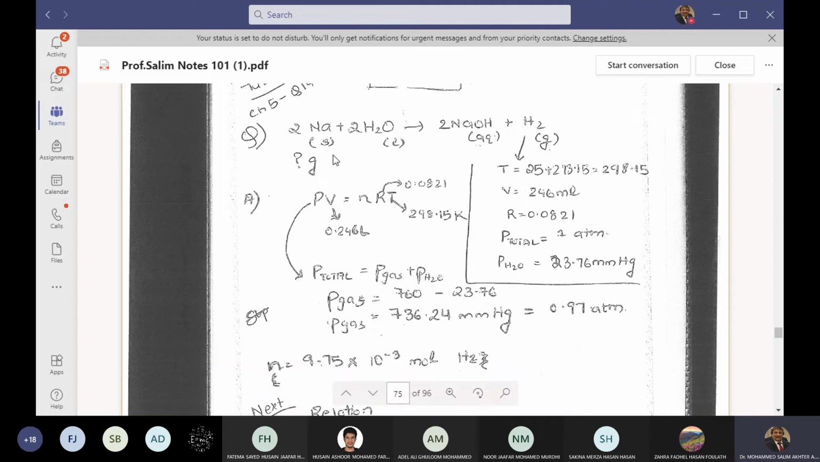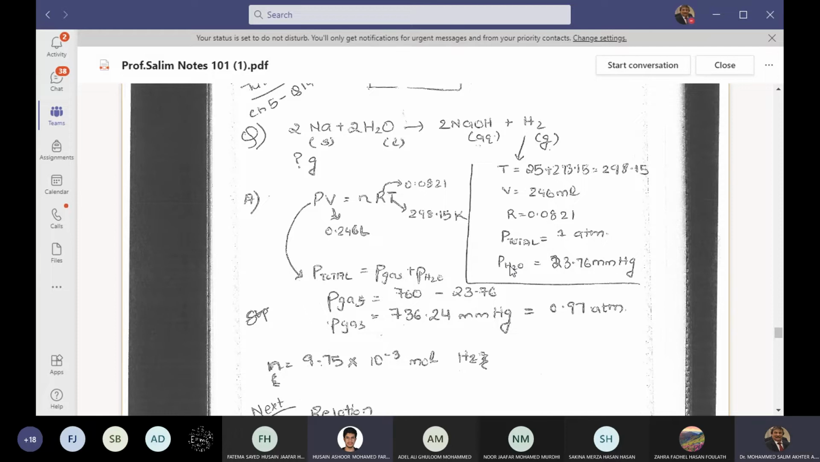I have two sodium metal. I have water, which is liquid, two sodium hydroxide and hydrogen gas. The temperature of hydrogen gas is given, volume is given, R is given, P total is given, P water is given. From P total minus P water, what will you get?